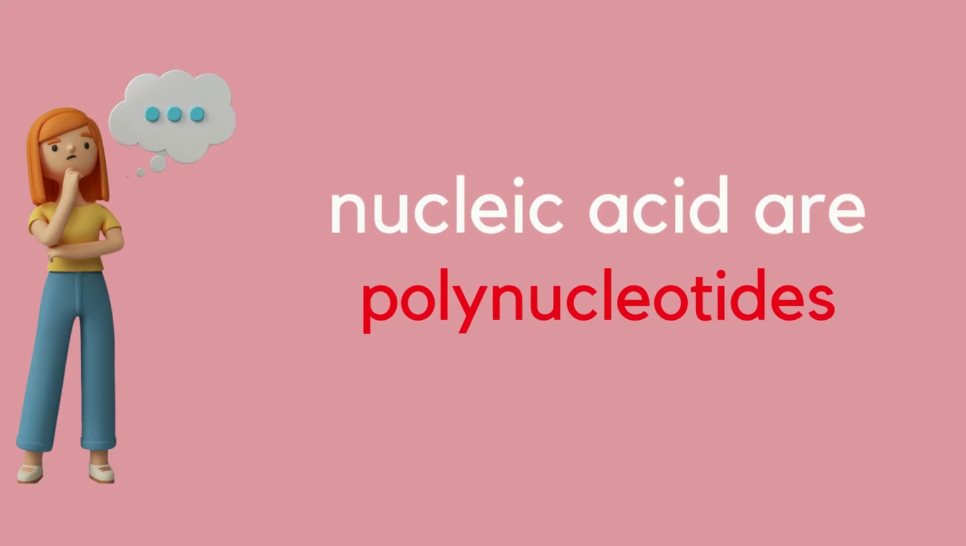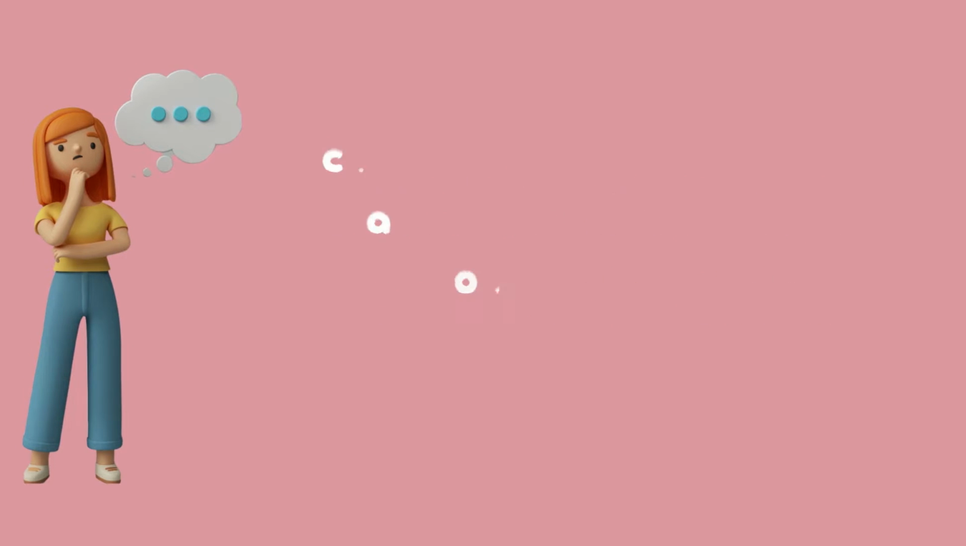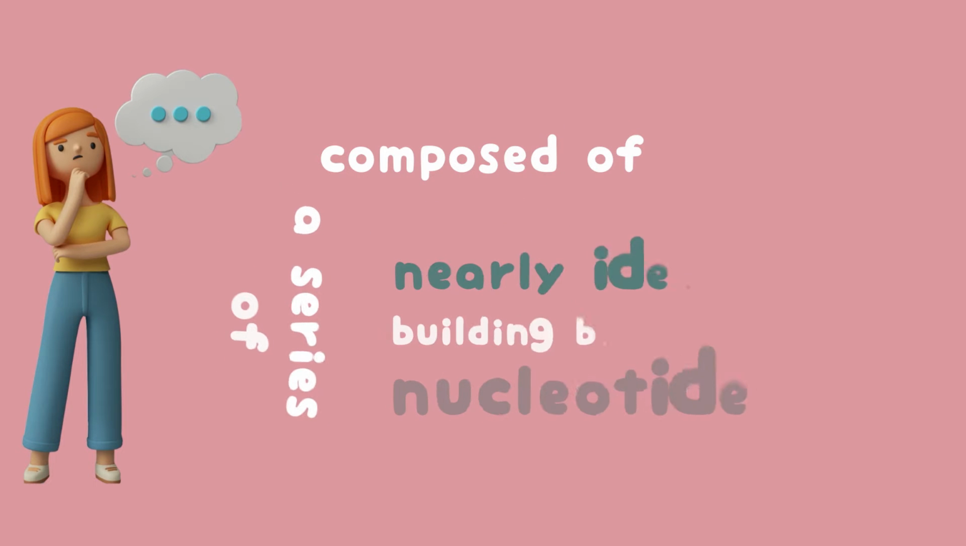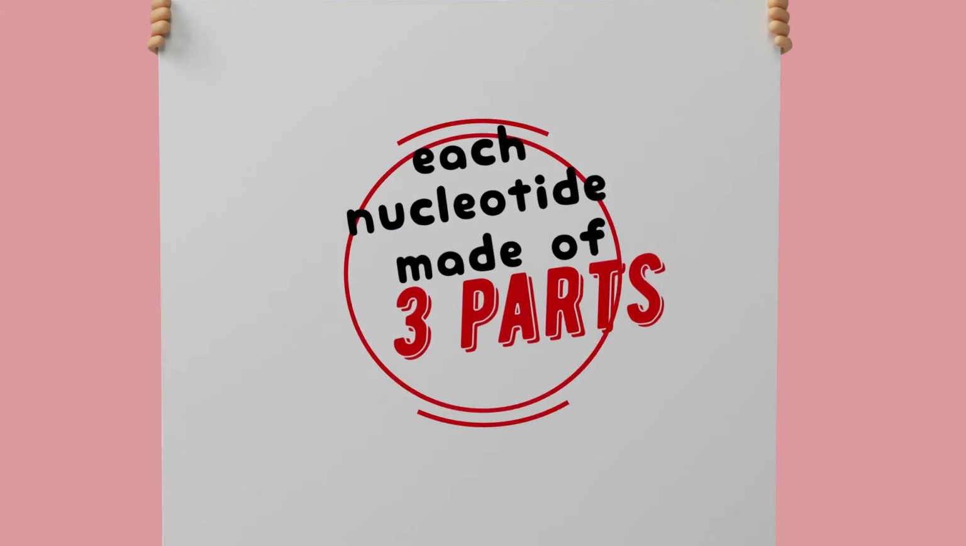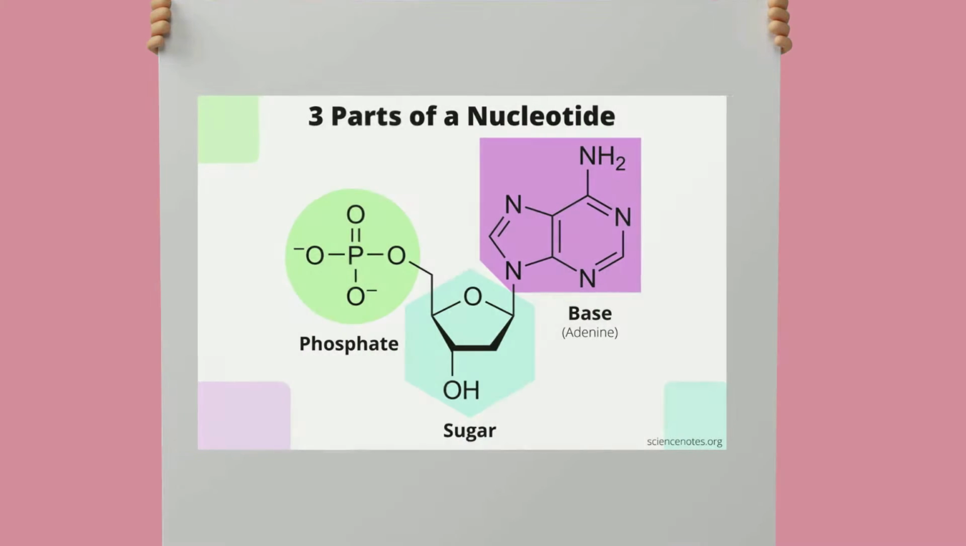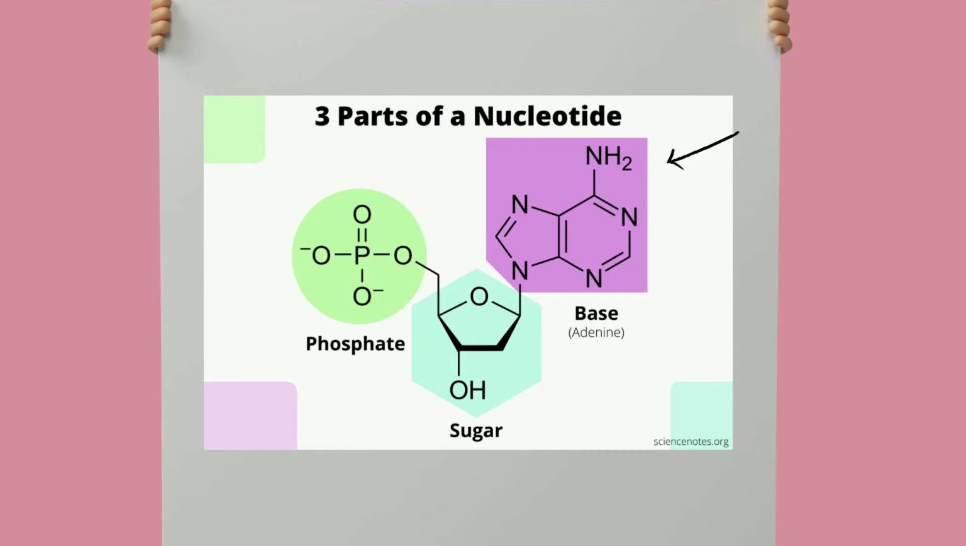Nucleic acids are polynucleotides, where poly means many, that is, long chain-like molecules composed of a series of nearly identical building blocks called nucleotides. Each nucleotide is made of three parts: a nitrogen-containing ring structure called a nitrogenous base, a 5-carbon sugar, and at least one phosphate group. The sugar molecule has a central position in the nucleotide, with the base attached to one of its carbons and the phosphate group attached to another.